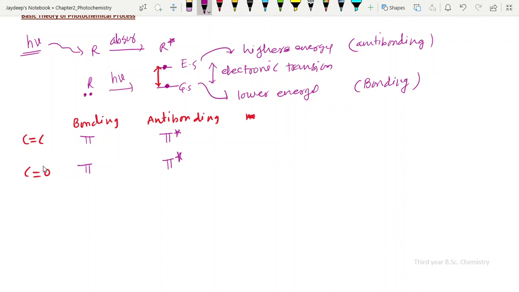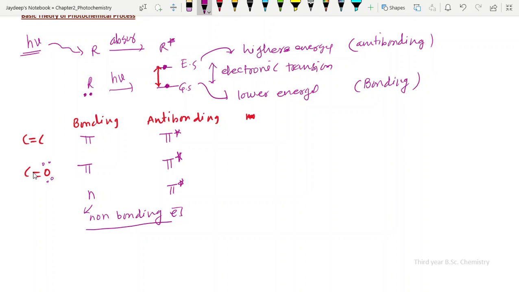But due to the presence of heteroatoms having lone pairs of electrons, these are the lone pairs of electrons present on the oxygen atom. So due to these lone pairs, the molecule possesses non-bonding electrons. So they also take part in the transitions. Such a transition is always represented as n to pi star, where n represents the non-bonding orbitals. So these are the non-bonding electrons. Okay, they are from the non-bonding electrons.